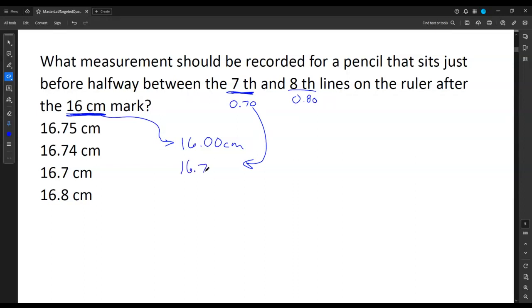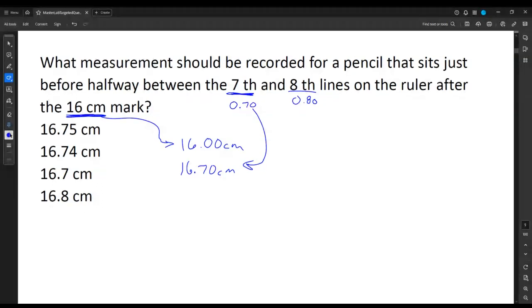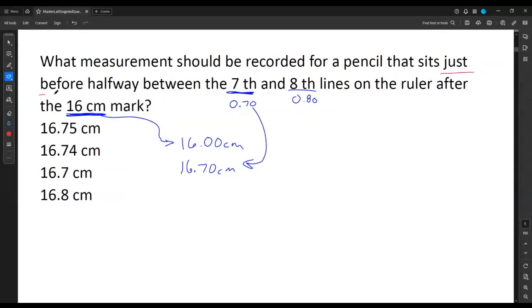So far, we know it's 16.70 something. We want to read the rest of the information to see what that final decimal point is going to be. So it says just before halfway between the marks. So think about this, right? If the first mark would be 0.70 and the second mark would be 0.80, then the middle of that would be 0.75. Now be very careful here because it is an answer choice, but it says just before there. So just before 0.75.